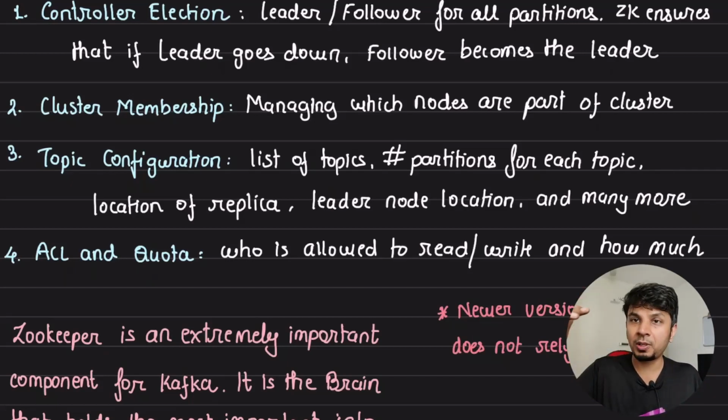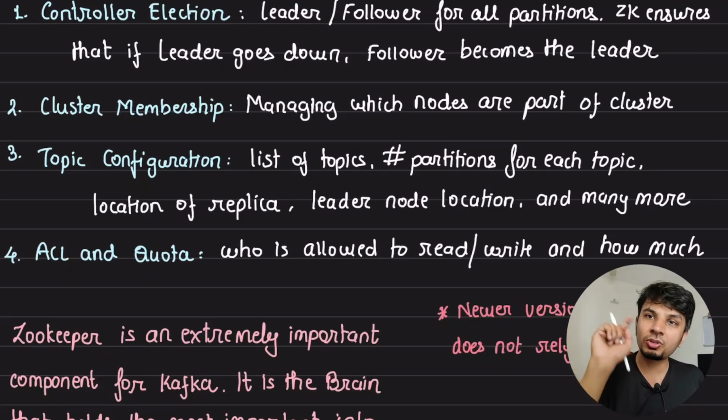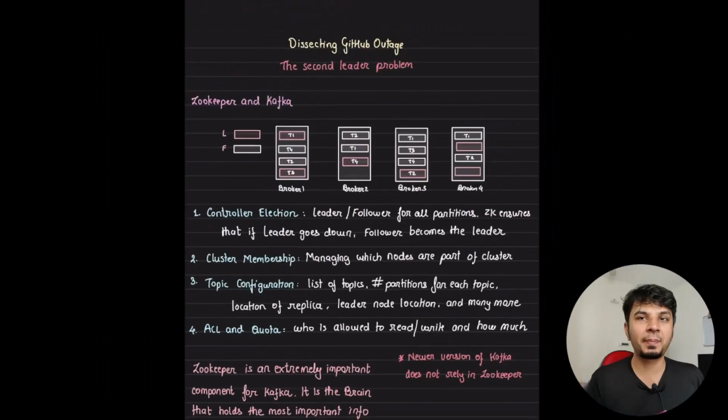Third is topic configuration. Kafka has multiple topics. Each topic has multiple partitions. Each partition can be a leader or a replica. Where does this partition hold? Where should I forward the request to in order to send my data or in order to perform the writes or the reads? All of this information is stored as part of topic configuration in Apache Kafka.